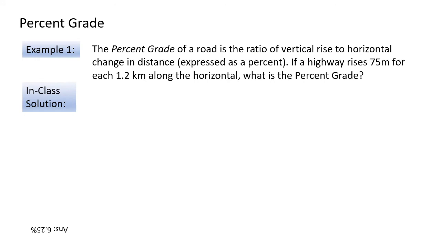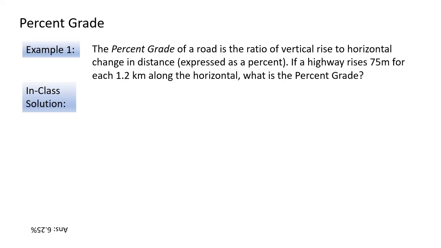So using what we know about ratios and rates, let's look at an example problem. The percent grade of a road is the ratio of vertical rise to horizontal change in distance expressed as a percent. The highway rises 75 meters for each 1.2 kilometers along the horizontal. What is the percent grade?